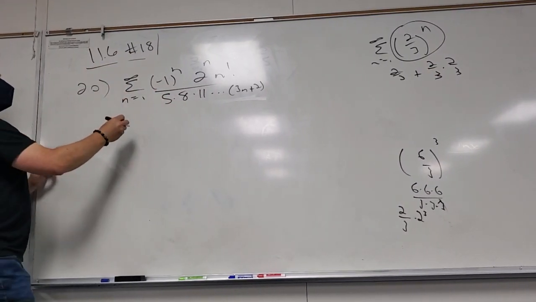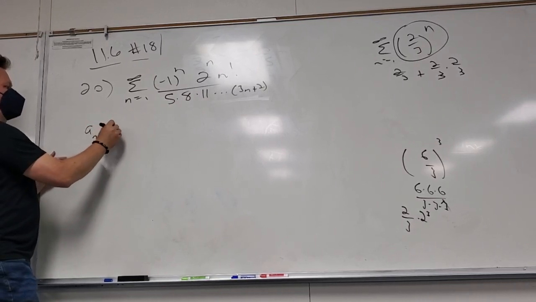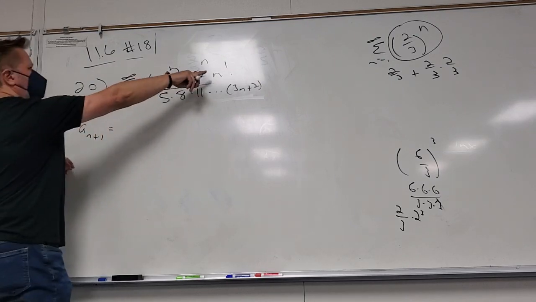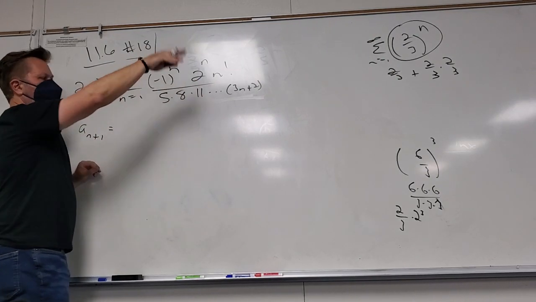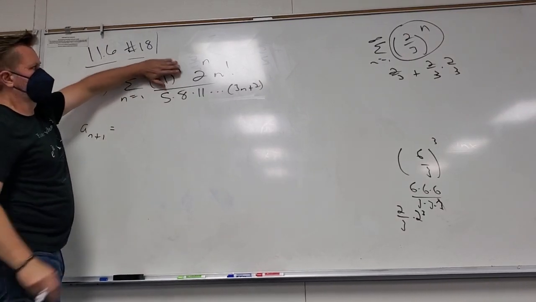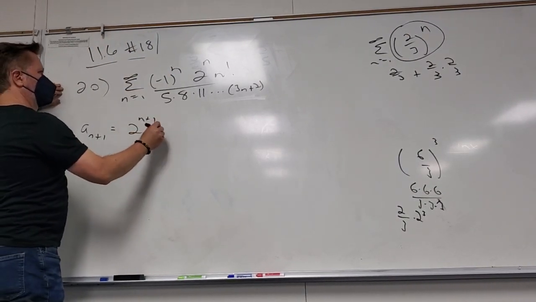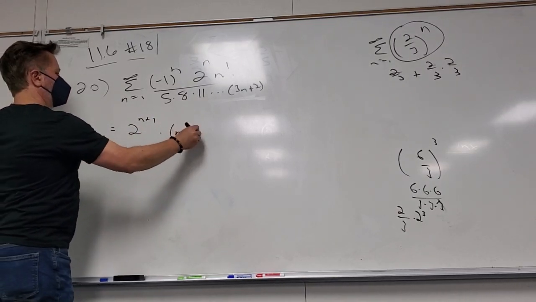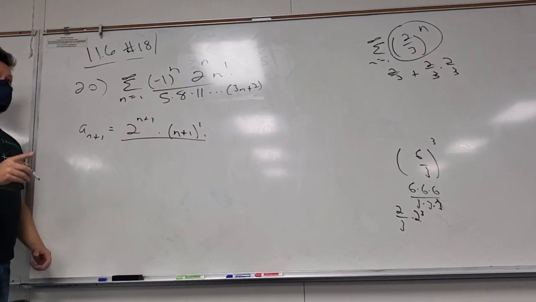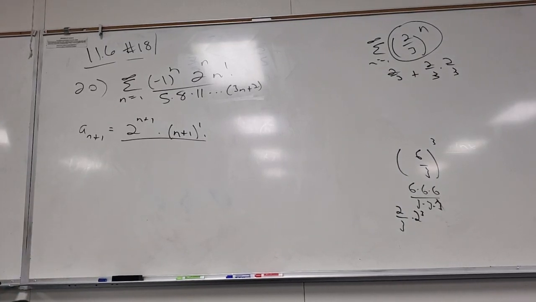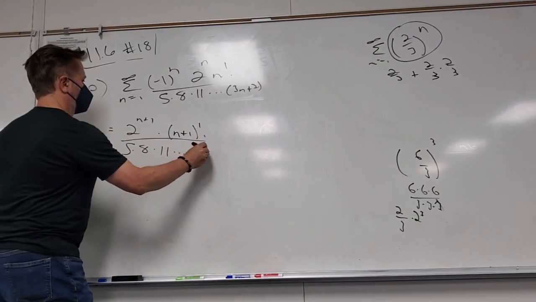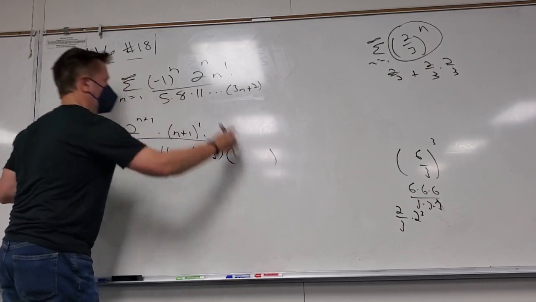Because what would a_{n+1} be? You can do it. Top's easy, right? And forget about this because we're going to do the absolute value, so who cares about the negative 1 part? What's a_{n+1}? So 2 to the n plus 1 over n plus 1 factorial? Over 3n plus 1. No. 5 times 8 times 11, 3n plus 2 times, because what's the idea here?